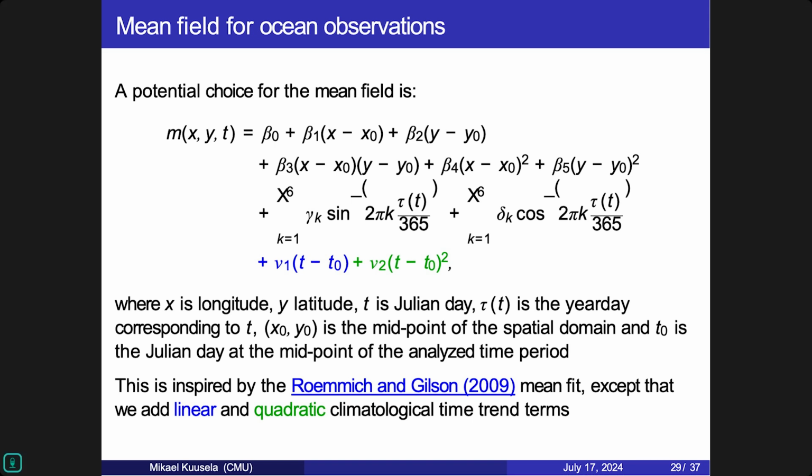I changed the notation here. The X is now my longitude, Y is latitude, T is time. So this is basically saying that my mean field, I can represent as a second order polynomial of longitude and latitude. Then I have these sines and cosines here to reflect the seasonal cycle. These are seasonal harmonics. This part would capture the seasonal cycle.